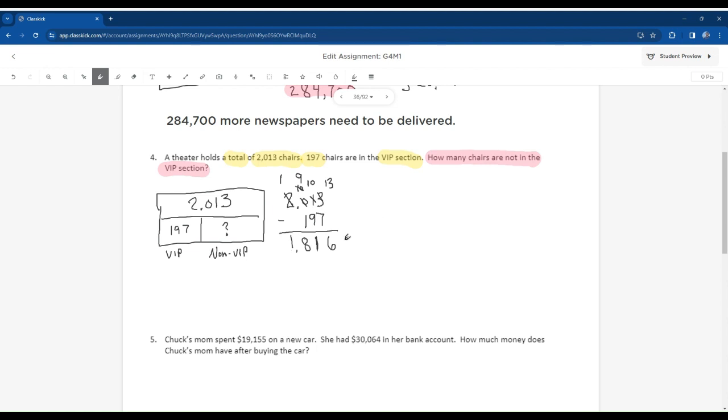We'll go ahead and check our work again by taking our difference and adding it to the smaller part, and that should give us our total amount of chairs. Again, non-VIP chairs plus VIP chairs should give me the total number of chairs. So 1,816 plus 197.